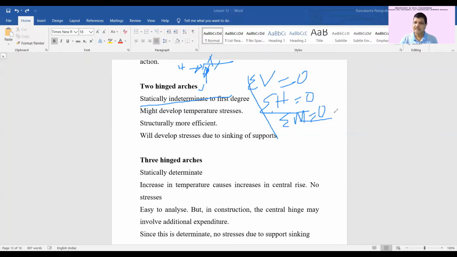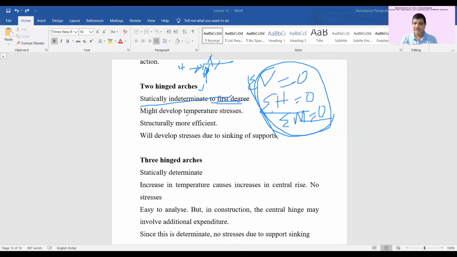Now you have three equations available in the equilibrium equations. So three unknowns can be found out, and it is indeterminate to the first degree. That is, only one unknown cannot be found out. So it is called an indeterminate structure.